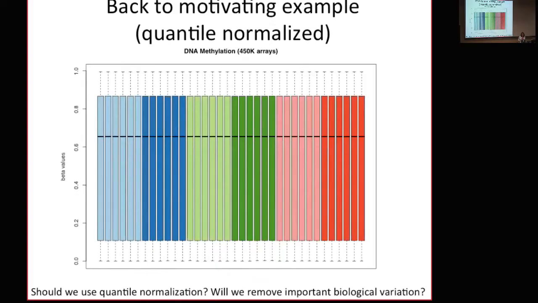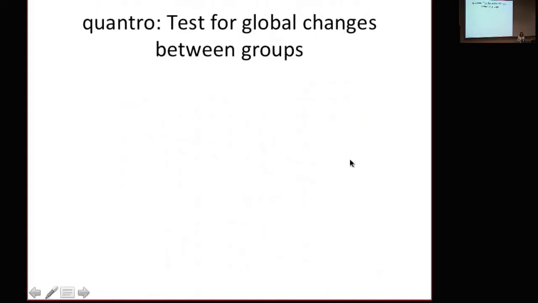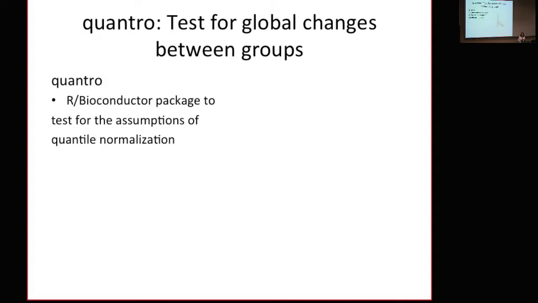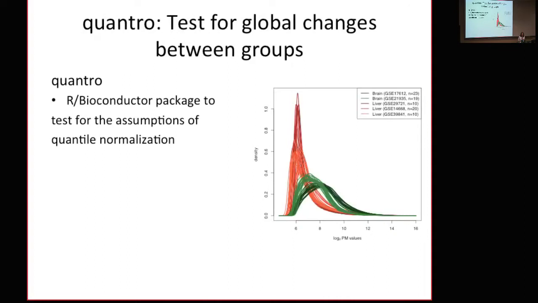So how can we quantify if there are global differences in our data? Are the cell types for the red ones different enough than the rest, and so forth? So I came up with a test called Quantro. It tests for exactly this thing. It tests for global changes between groups of data. It's an R package that you can use.